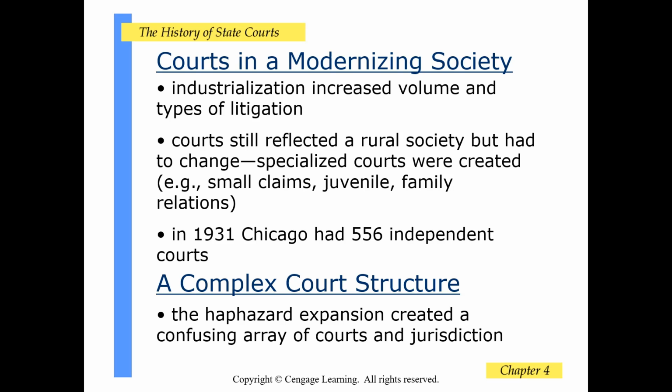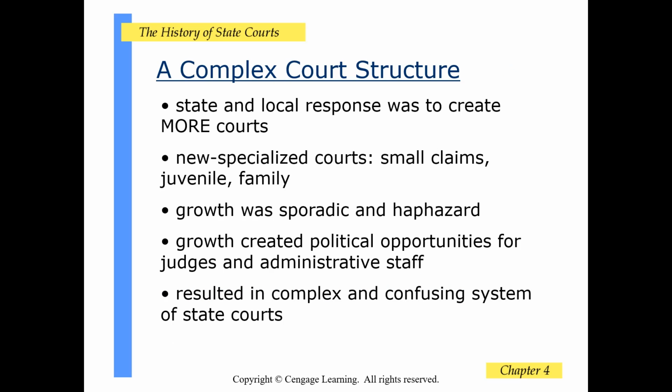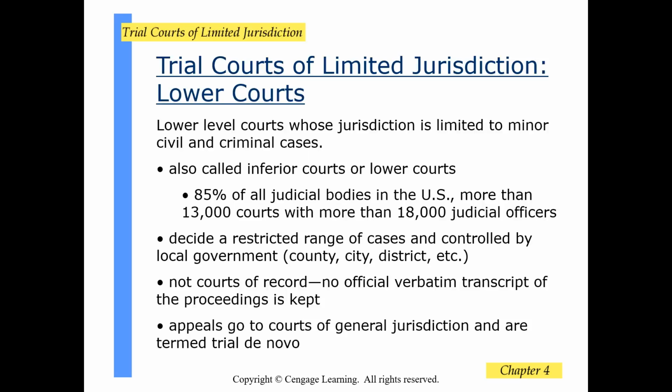In 1931, Chicago had 556 independent courts. The haphazard expansion of courts, like in Chicago, created a confusing array of courts and jurisdictions. State and local response was to create even more courts. So new specialized courts like small claims and juvenile and family courts grew even more. The growth was sporadic and haphazard, and it created political opportunities for judges and administrative staff, and resulted in complex and confusing state court systems.